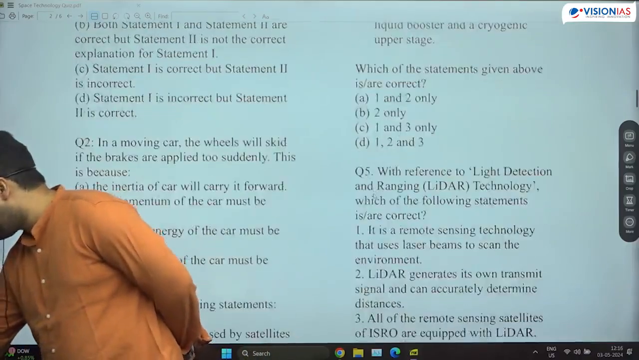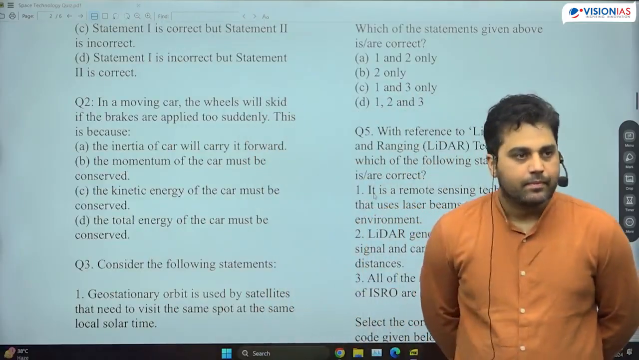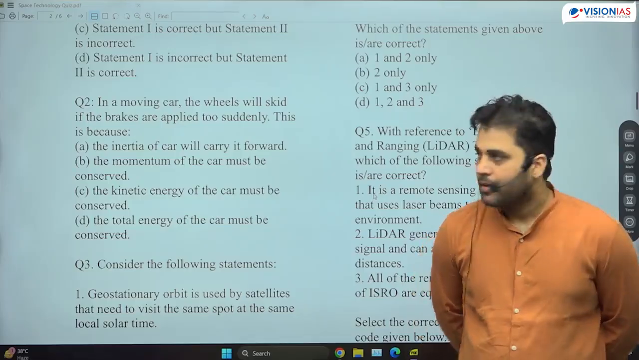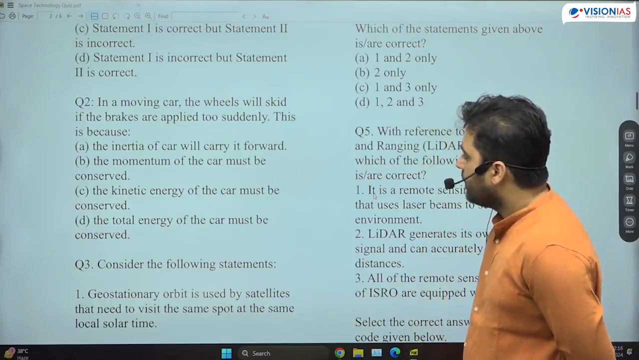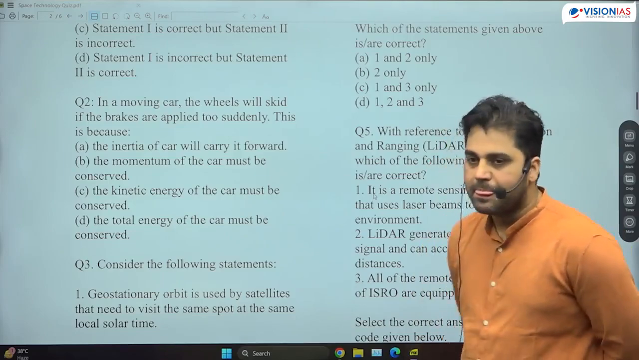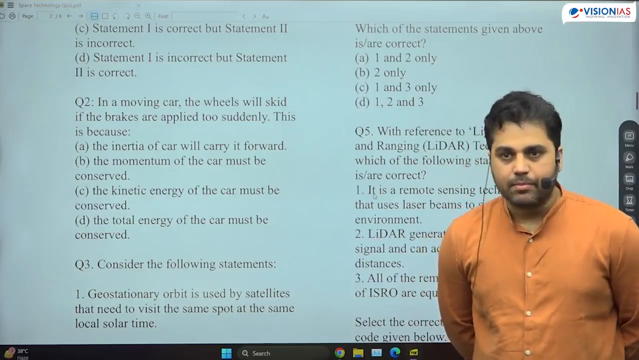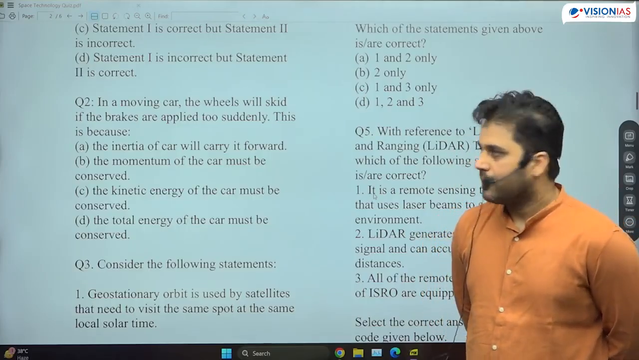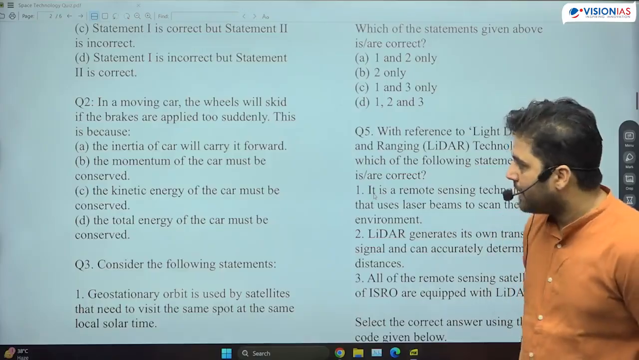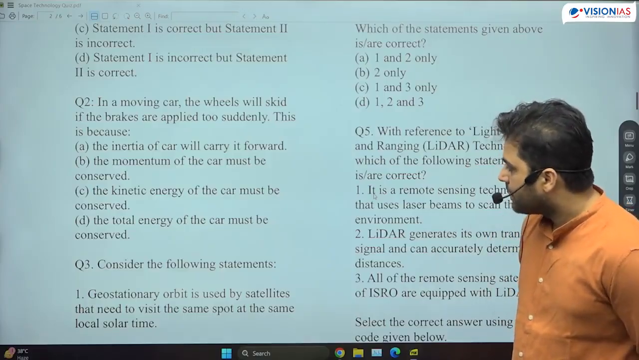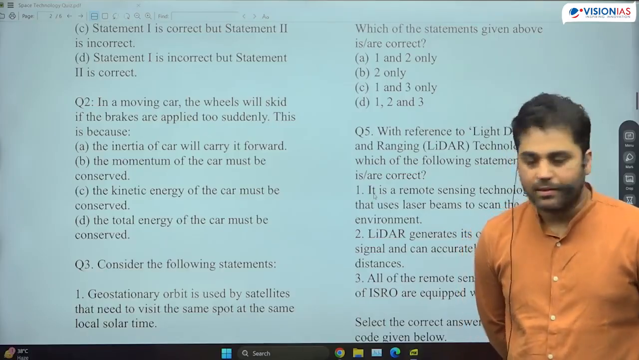Question 2, what will be the answer? Answer will be A, that the inertia of car will carry it forward. Momentum is only conserved when there is no external force. Only then momentum of a system is conserved. Here, when you apply brake, friction will be an external force. So B in any case is not correct. The kinetic energy of the car must be conserved? Not at all. Why would kinetic energy be conserved?